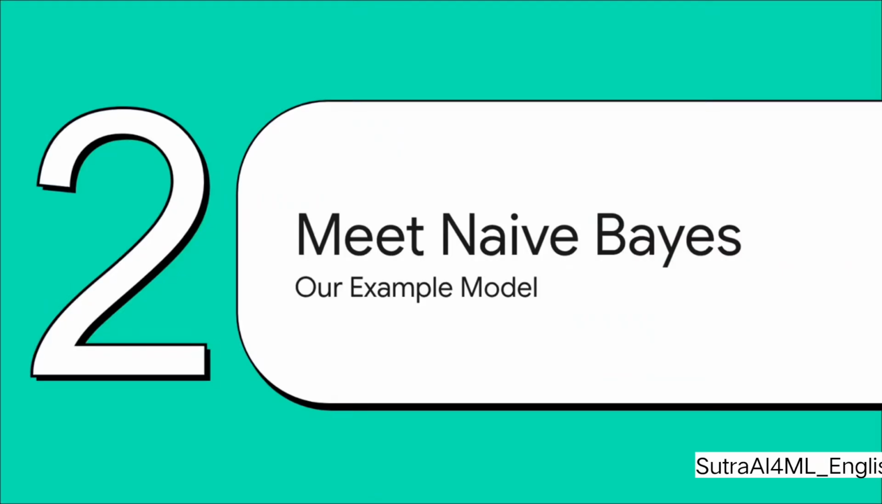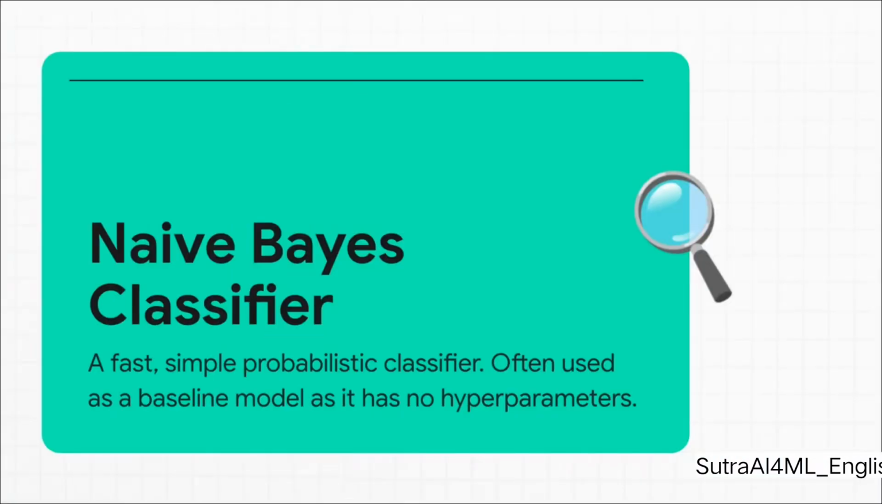So to really see this pattern in action, we need an example, right? Let's use one of the simplest yet surprisingly powerful classifiers out there, the Naive Bayes Classifier. So what is a Naive Bayes Classifier? Well, in a nutshell, it's a model that just uses probability to classify things. But here's the cool part, it's incredibly fast and simple. It's so straightforward that it's often the very first model you should try on a problem, just to get a baseline for how well you can do.